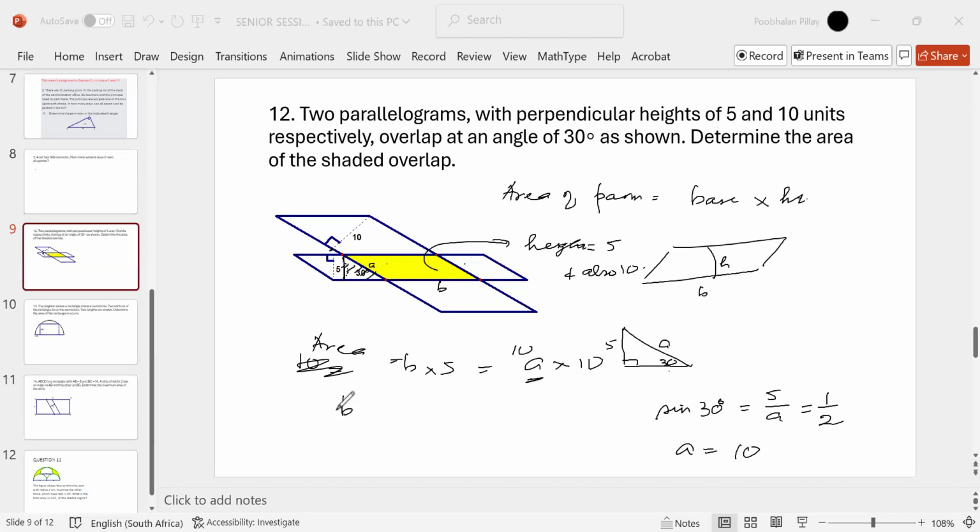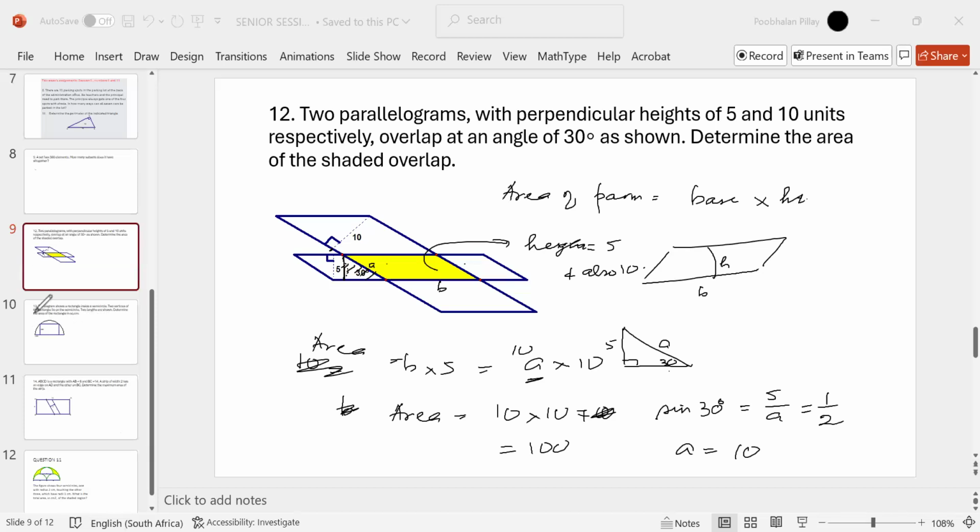So the area now, you can work it out straight away, is 10 times 10. You don't need a calculator to work out 10 times 10. Because the base we just calculated to be A, and the height we already know. So the answer to that problem is 100.